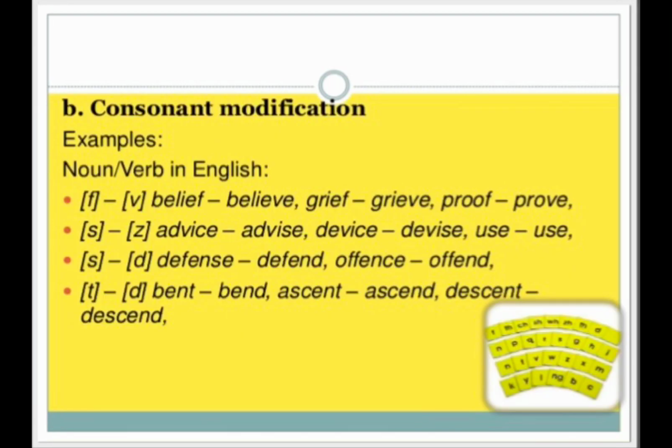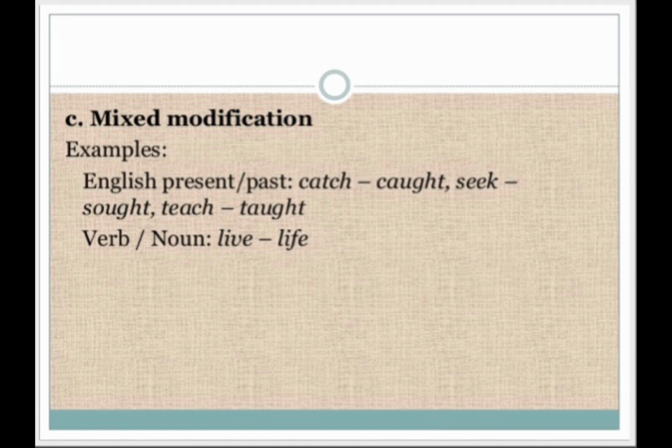Next is consonant modification. Consonant modification appears when the word class is changed. Take a look at the examples. From noun to verb, there are two consonants, F and V. For example, belief and believe. Consonant S and Z. Advice, advise. Consonant S and D. Defense, defend. And the last, consonant T and D. Bent, bend. Next is mixed modification.